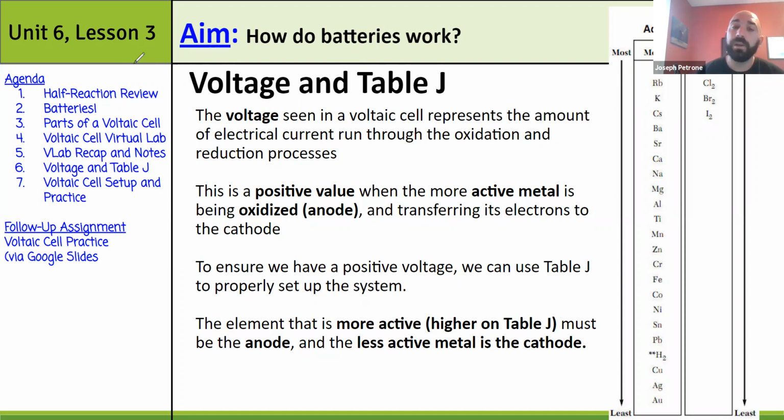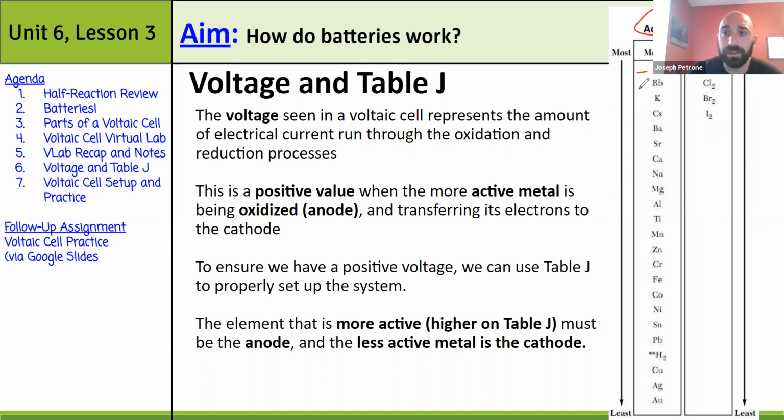Now, for this to occur, the more active metal has to be the one that is being oxidized. And through doing that, it's transferring its electrons to the cathode. How do we know which one is more active? We look at this activity series. Table J is in your reference tables. What this essentially tells us is how quickly different metals are going to react specifically to oxidation. So this table is mainly based on how oxidation works. And essentially the higher up, the more quickly or more apt the element will oxidize.